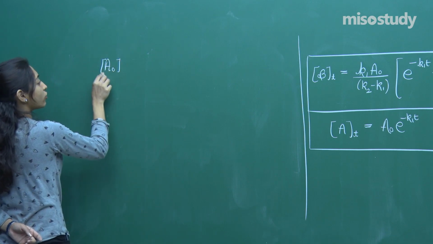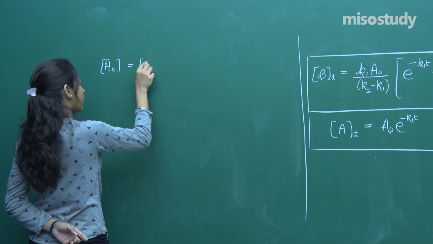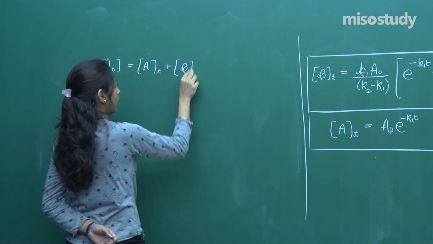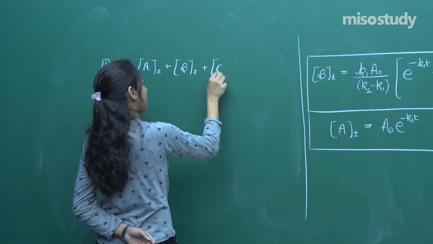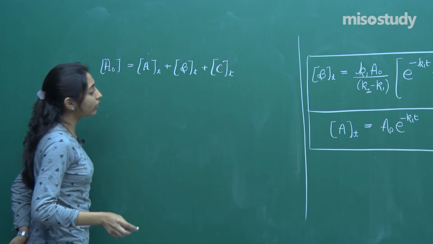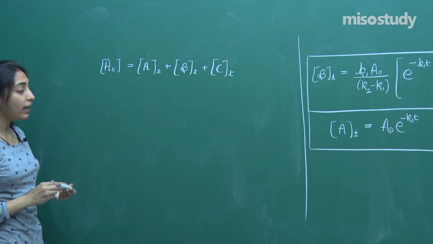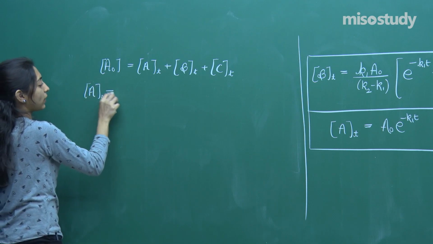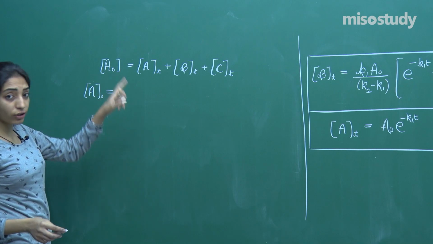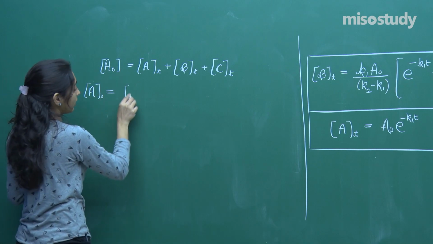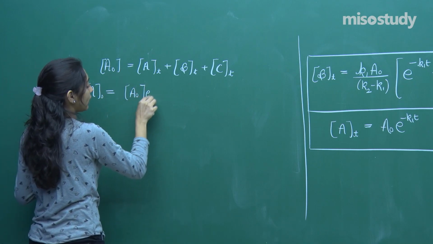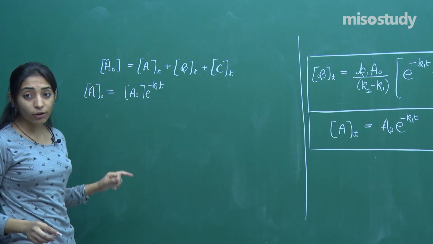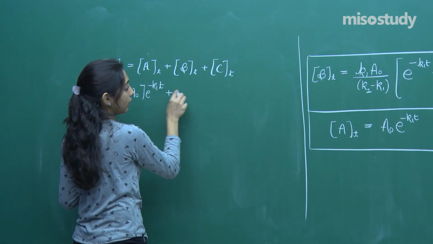The concentration of A at time 0 is concentration of A at time t plus B at time t plus concentration of C at time t. Now what is the concentration of A at time 0? This is given to me as A naught. What is the concentration of A at time t? Which is A naught e raised to the power minus k1t. What is the concentration of B at time t?